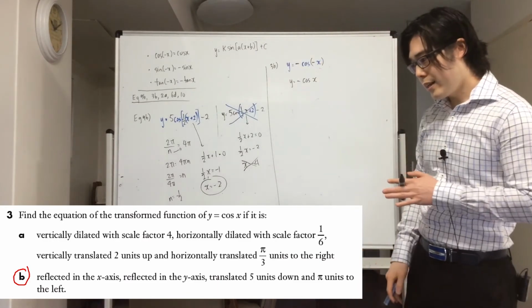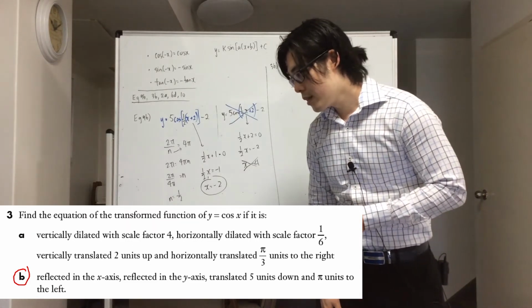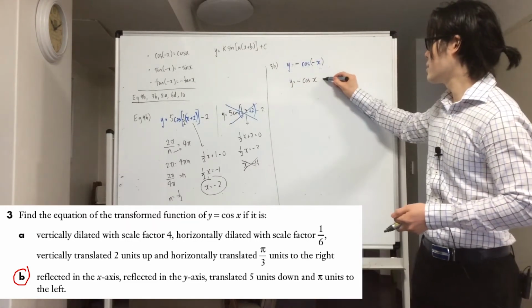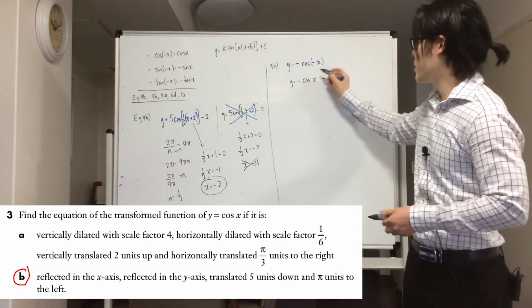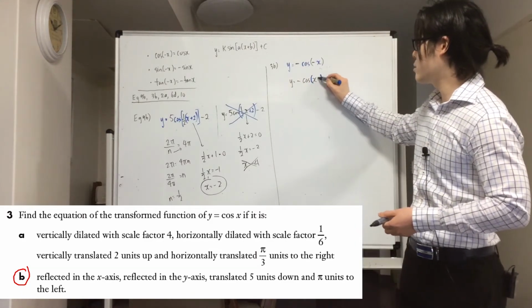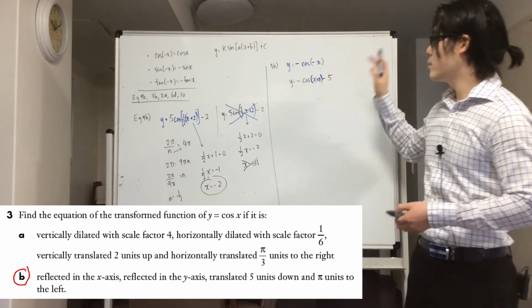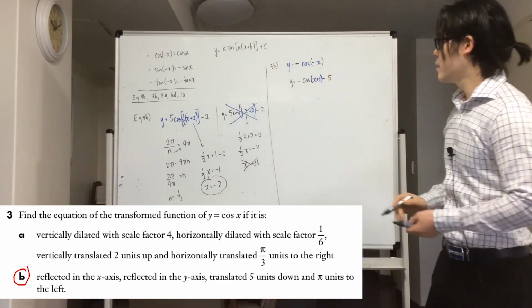So once you've done that, let's have a look at the next part. Translated 5 units down, so that's just minus 5. And then pi units to the left. So that just means inside the bracket with the x, pi units to the left means you're putting plus pi. All right, so that would be our final answer.